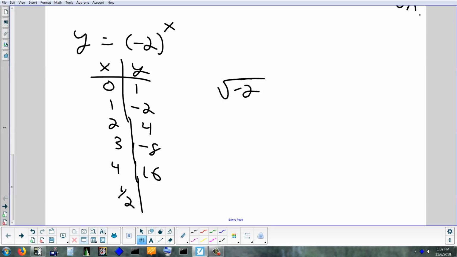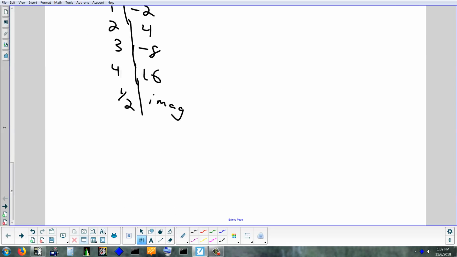Wouldn't it be i times the square root of 2? It's imaginary. So when something comes out imaginary, we can't graph that on the real x and y axis. So 1/2 on the calculator, you'd get an error. In fact, any fraction with a denominator of 2 would give you an error.